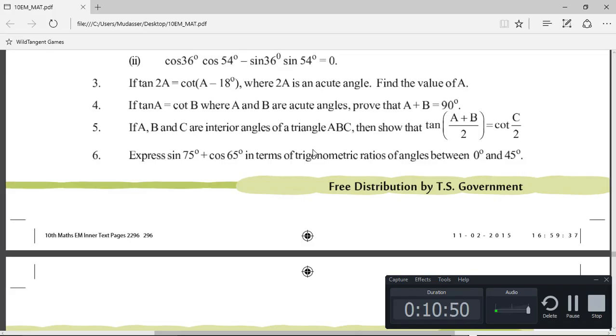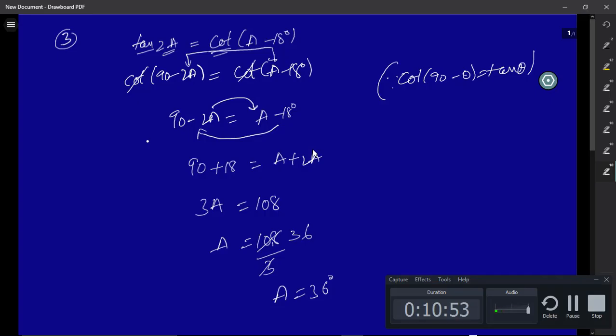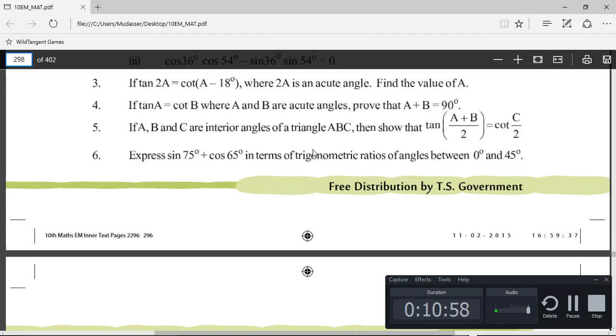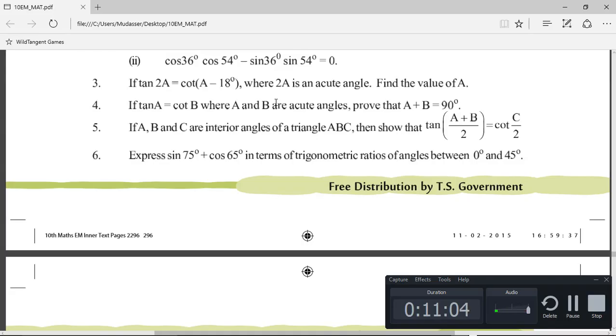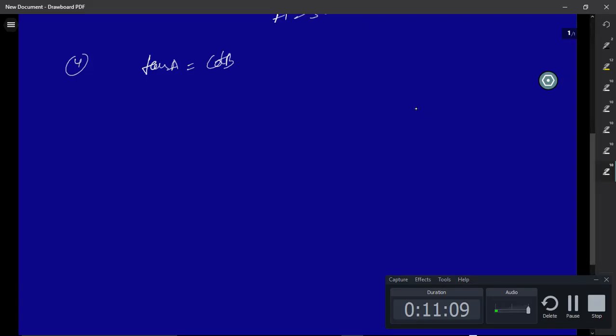As simple as that. Let us go ahead and work on the fourth question. Fourth question is also pretty simple. tan A is equal to cot B. We have to prove that A plus B is 90 degrees. Left hand side I have tan, so right hand side also I'll make it tan. Left hand side tan A I am writing as it is. Right hand side cot B I can write as tan of 90 minus B, right?